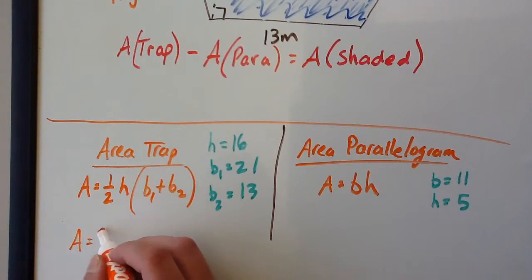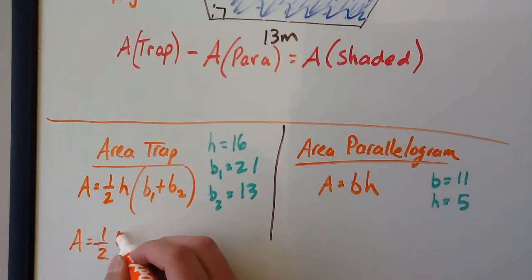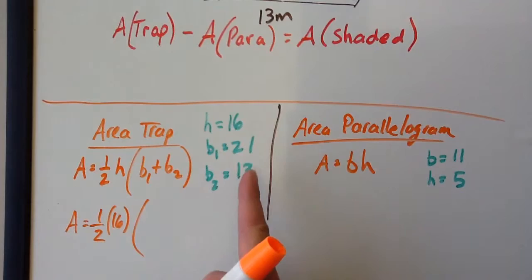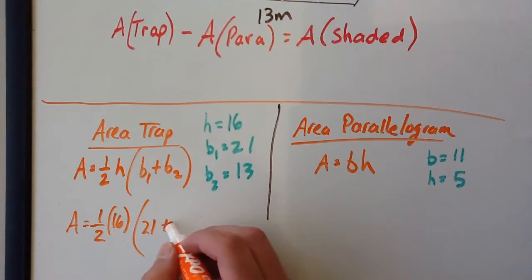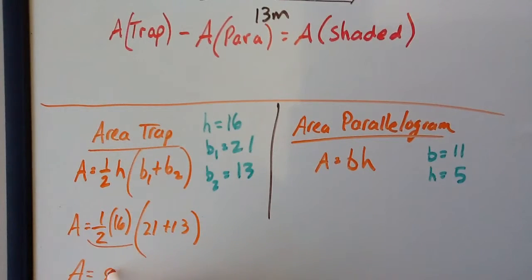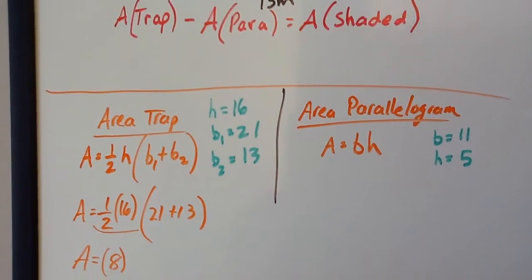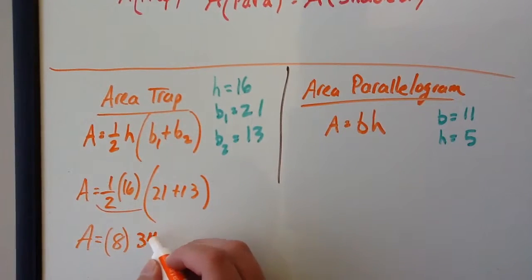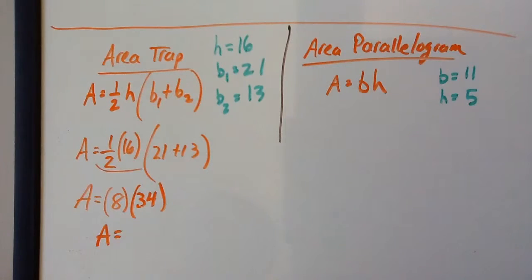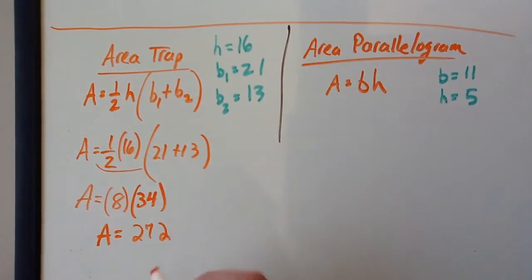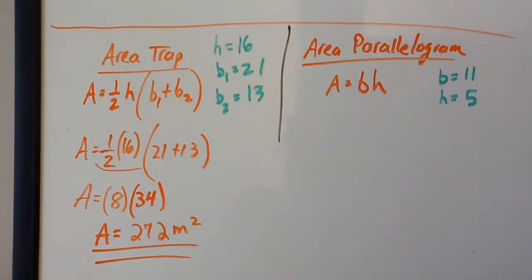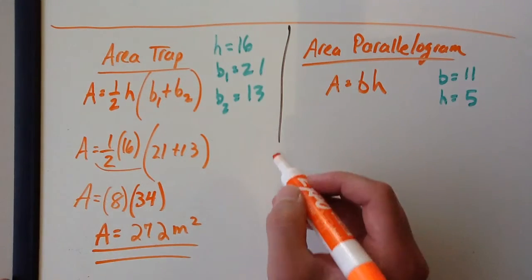So the area equals 1/2 of the height, so 1/2 of 16, times the sum of the bases. So add 21 plus 13. Okay. Now 1/2 of 16, well, that is 8, and 21 plus 13, that is 34. So the area of the trapezoid is 8 times 34, which is 272, and my units here are meters, so it is square meters. All right, now that's the area of the trapezoid.